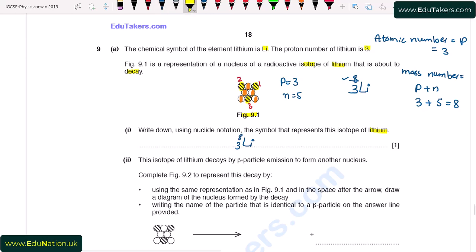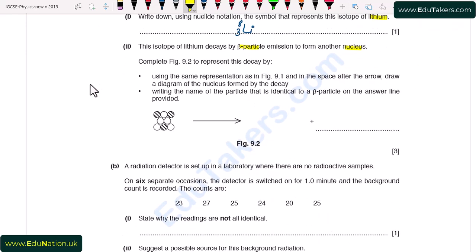Part 2. The isotope of lithium decays by beta particle emission to form another nucleus. Complete figure 9.2 to represent this decay. Using the same representation as in figure 9.1 and in the space after the arrow, draw a diagram of the nucleus formed by the decay. Second point is writing the name of the particle that is identical to a beta particle on the answer line provided. So here we have to write the name of the particle that is identical to the beta particle.